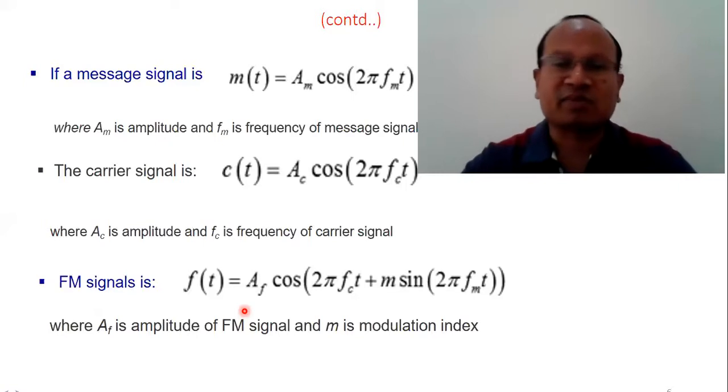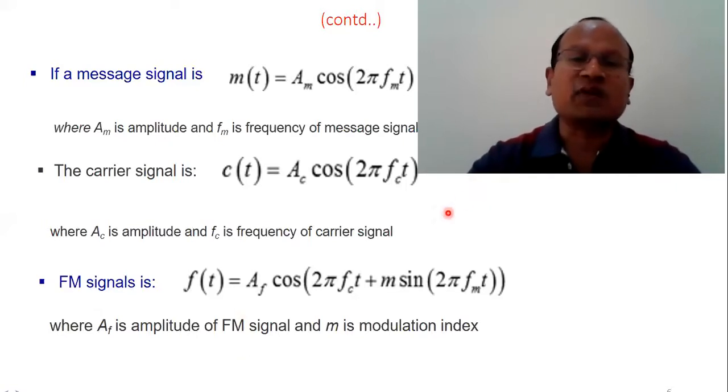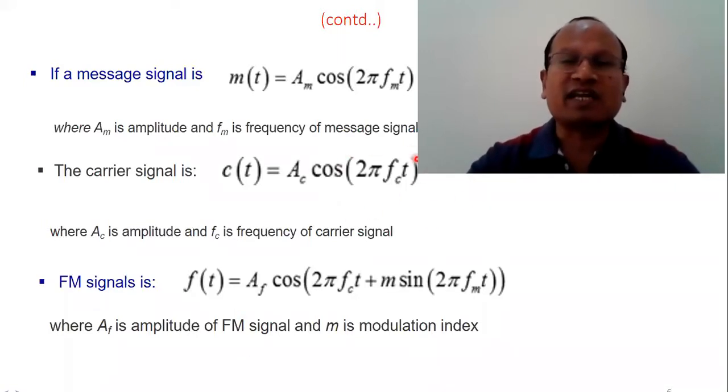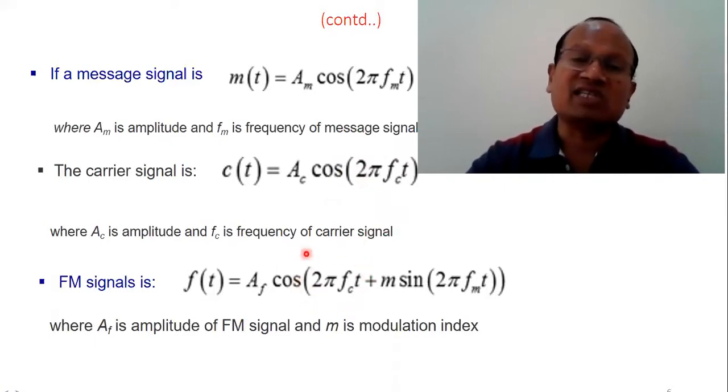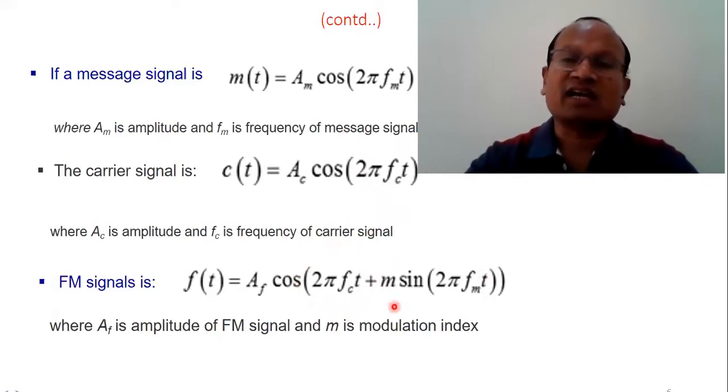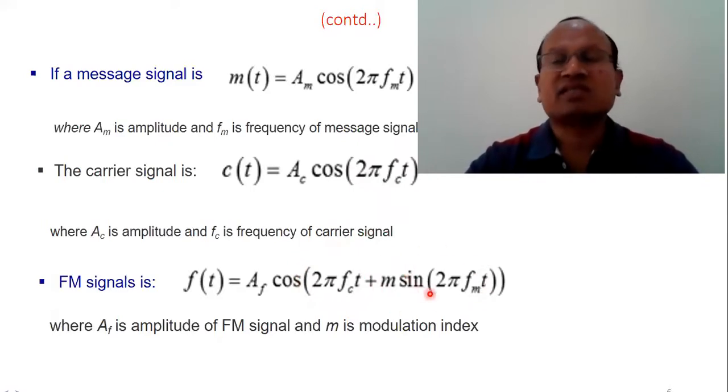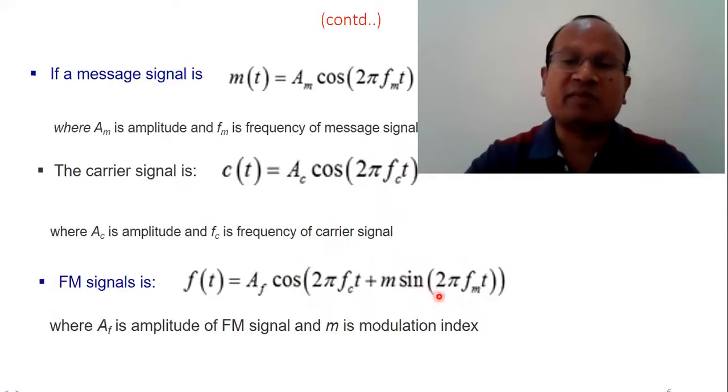Otherwise, that's the carrier amplitude. Now, what is important is that we can see the original carrier angle, theta, is 2πfct. Is the angle changing? Yes. See here. Actually, the angle is changing by m sin 2πfmt. So what is happening actually? The modulating signal is Am cos 2πfmt.